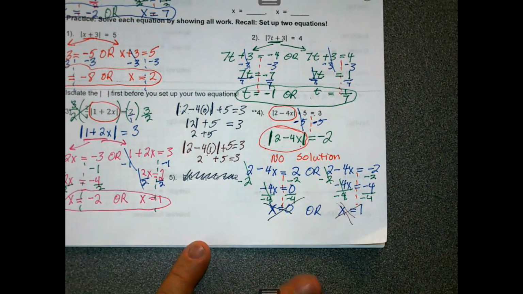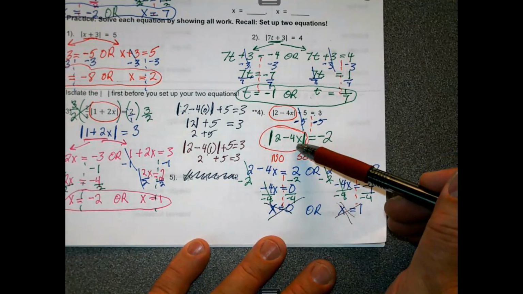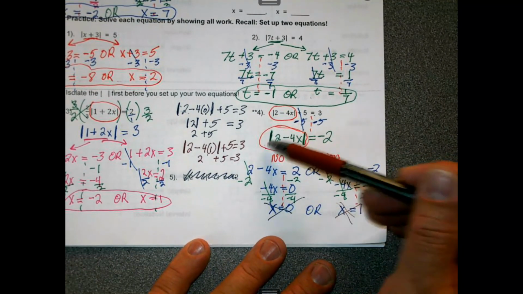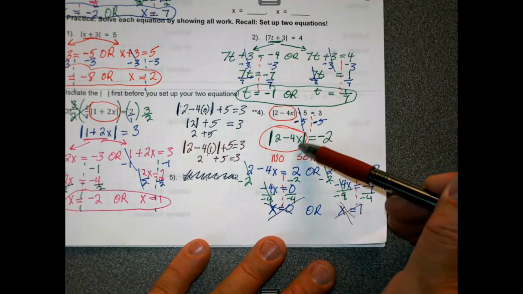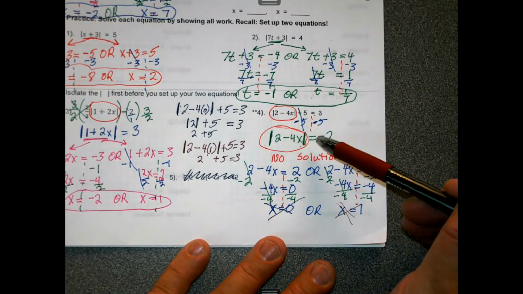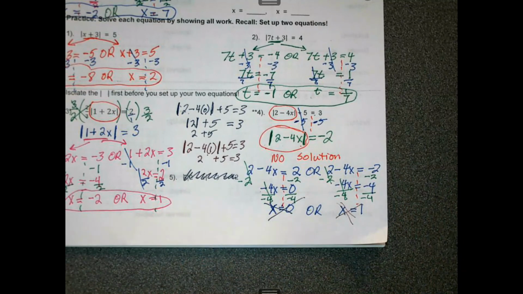So be careful. Even if you do the first step, when you have those absolute value bars by themselves, the distance could never be a negative number. I guarantee it, they're going to trick you up on the SATs on this, and probably the quiz.